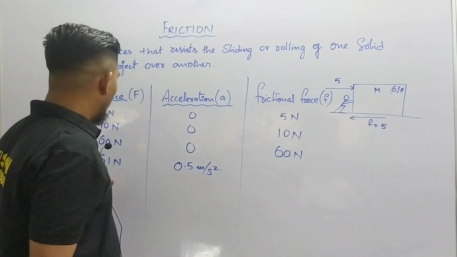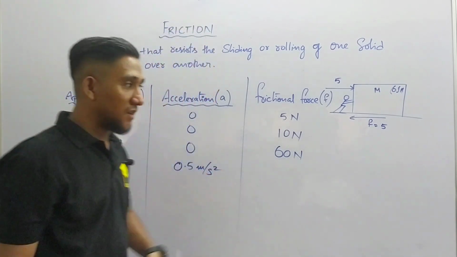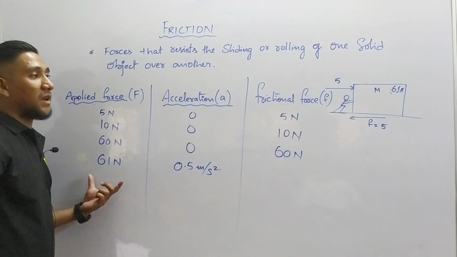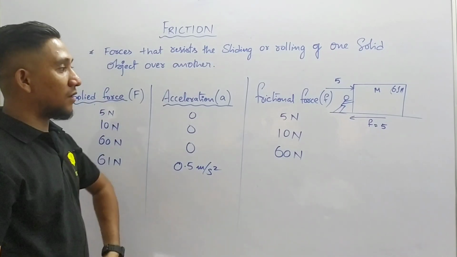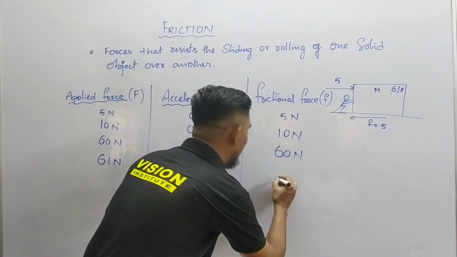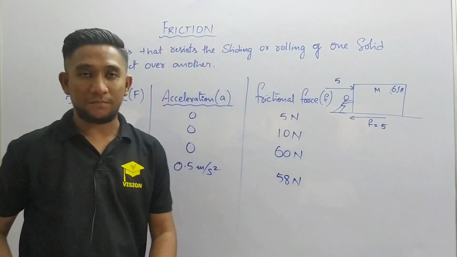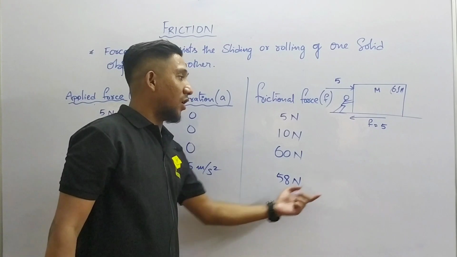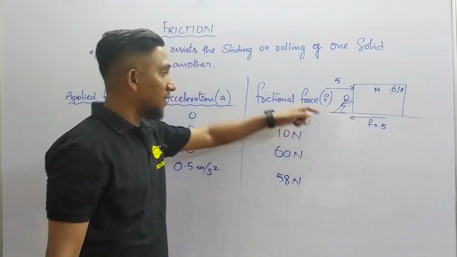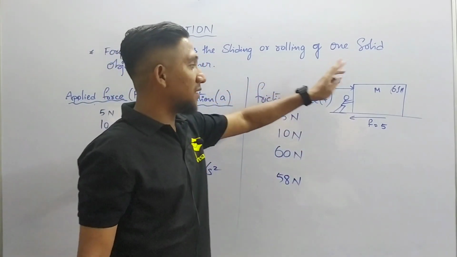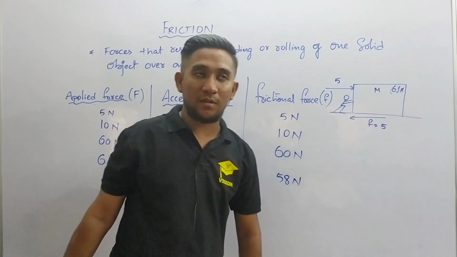Then, why is the block moving? The reason is this person has applied enough force, and now the friction force value will be less. For example, let's take it 58 Newton. Because the opposite force is less, the applied force is more. This is the reason why this block is moving.